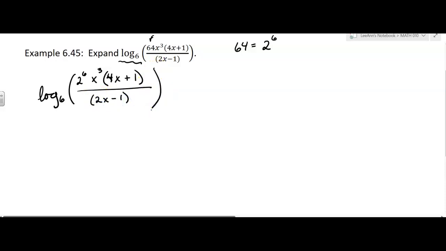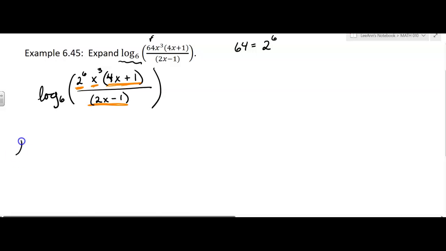So there it is. Make sure I got everything. Okay, so what we want to do is we want to identify factors, bases. So you have a 2 to the 6th power, x to the 3rd power. Then you've got that factor, 4x plus 1. And then you have this factor down in the denominator, 2x minus 1. Well, all of them get their own logarithm, and the ones in the numerator will be addition, the ones in the denominator will be subtraction.